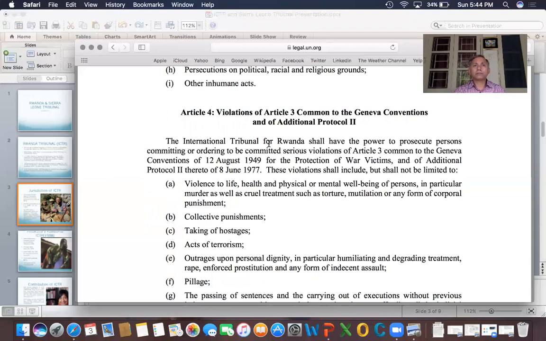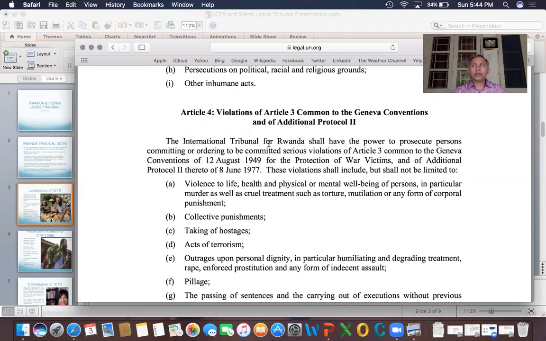I have told you that Additional Protocol 2 will be only applicable when there is a non-international armed conflict. And then Article 3, which is common to all the 4 Geneva Conventions. What is Article 3? Article 3 also deals with the basic rules which will be applicable on non-international armed conflicts. So this is a tribunal which was established, unlike ICTY, where the conflict was international in character, but the Rwandan armed conflict was non-international in character.